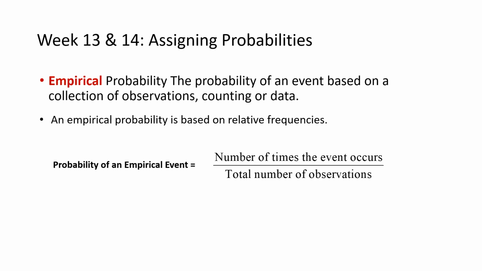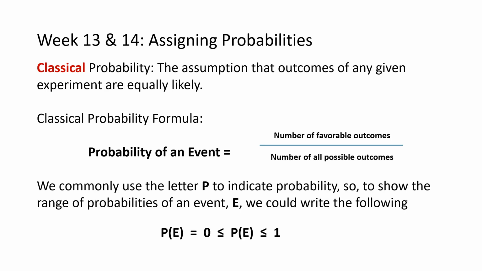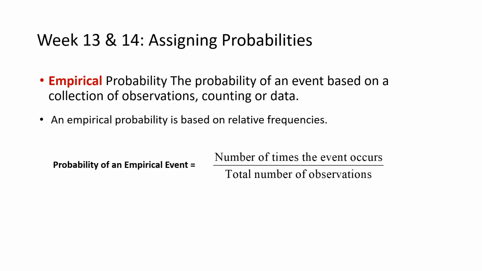The second type of probability is called empirical. This is when we have evidence or data to support our probability calculations. So instead of in classical saying everything is equally likely, in this case we say the probability of an event is based on collected observations, or maybe counting data or something.